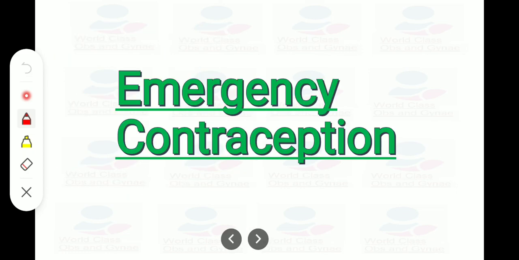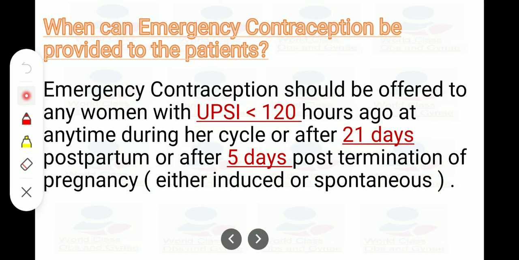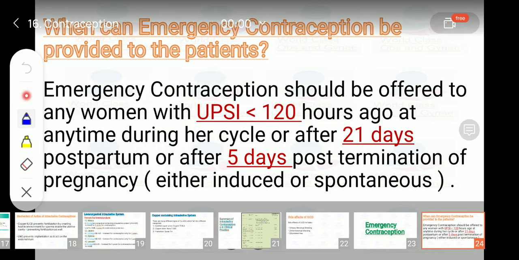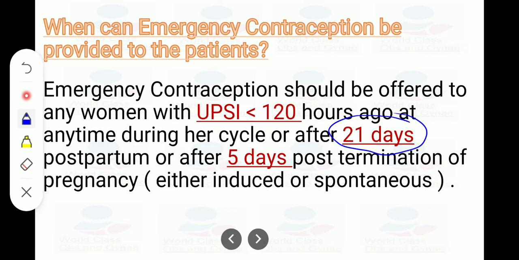Now, let us talk about emergency contraception. Several questions in the exam come related to emergency contraception. When can emergency contraception be provided to the patient? Emergency contraception should be offered to any woman with unprotected sexual intercourse less than 120 hours ago, at any time during her cycle, or after 21 days postpartum, or after 5 days post termination of pregnancy, either induced or spontaneous. So here the overall picture of use of emergency contraception is written.